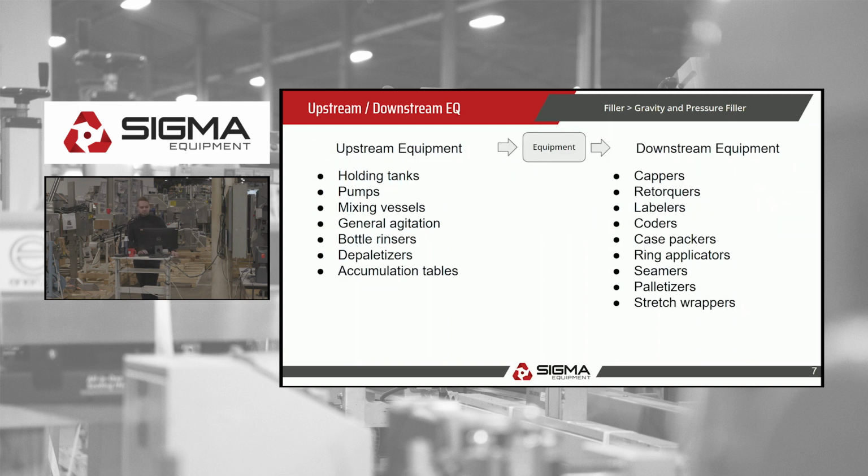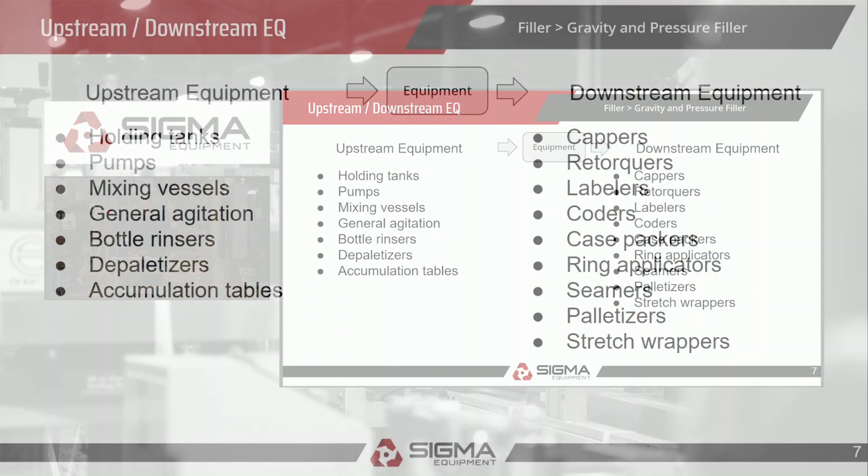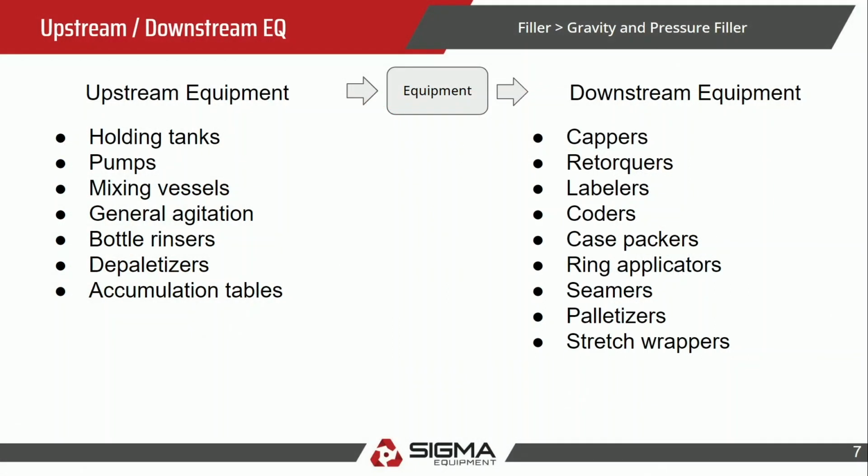So upstream and downstream from a gravity and pressure filler. Upstream, you're going to see things like holding tanks to actually house the product, pumps, especially in the case of a pressure filler, mixing vessels if it needs any kind of agitation, bottle rinsers, depalletizers, accumulation tables. This is a short list. We'll get into more of the options as we go forward here because there's a ton.